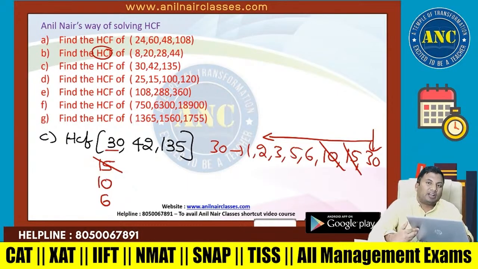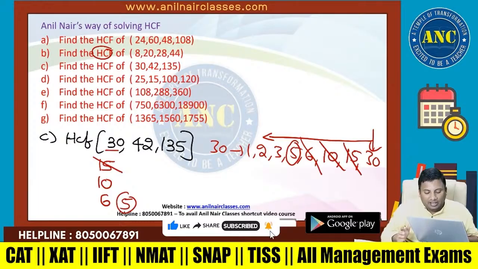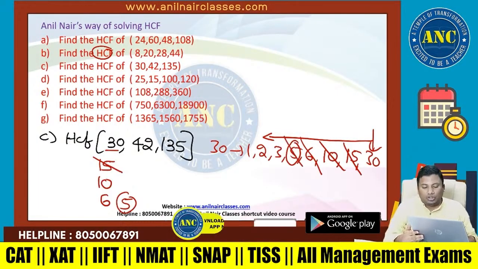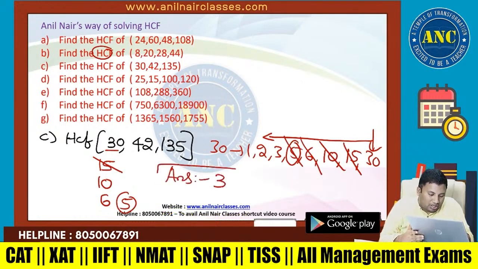Is 6 a factor of 135? No. 6 is not possible. Next, 5. 5 6s are 30. 5 8s are 40. 5 is not possible. 3 14s are 42. 3 45s are 135. So the answer for the third question is 3.